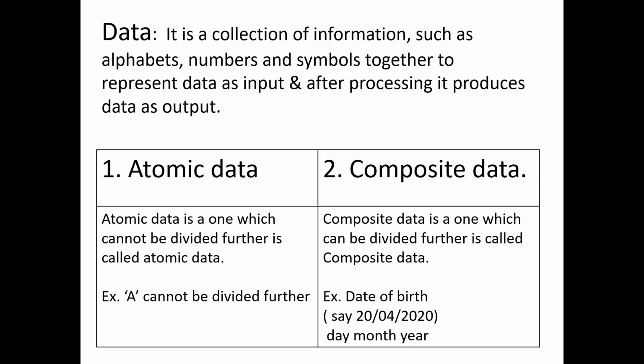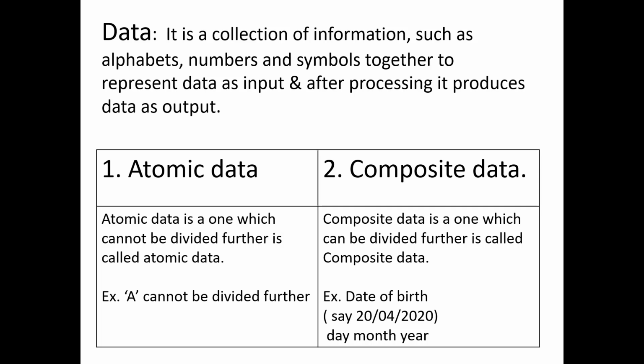In atomic data, the data which cannot be divided further is called atomic data. So for example, A cannot be divided further. So such kind of data you can say is atomic data.